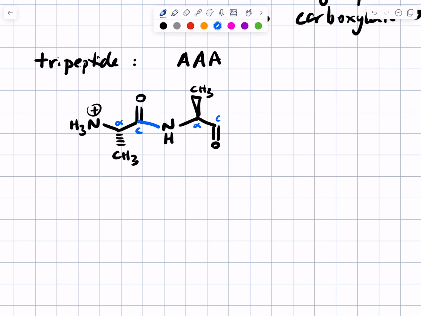And then the connection between this alanine and the next one, I'm drawing in blue. That's also an amide bond. And then we can draw the third alanine. And then the third alanine, that's the end of our peptide, so this is just the carboxylate and should be negatively charged.